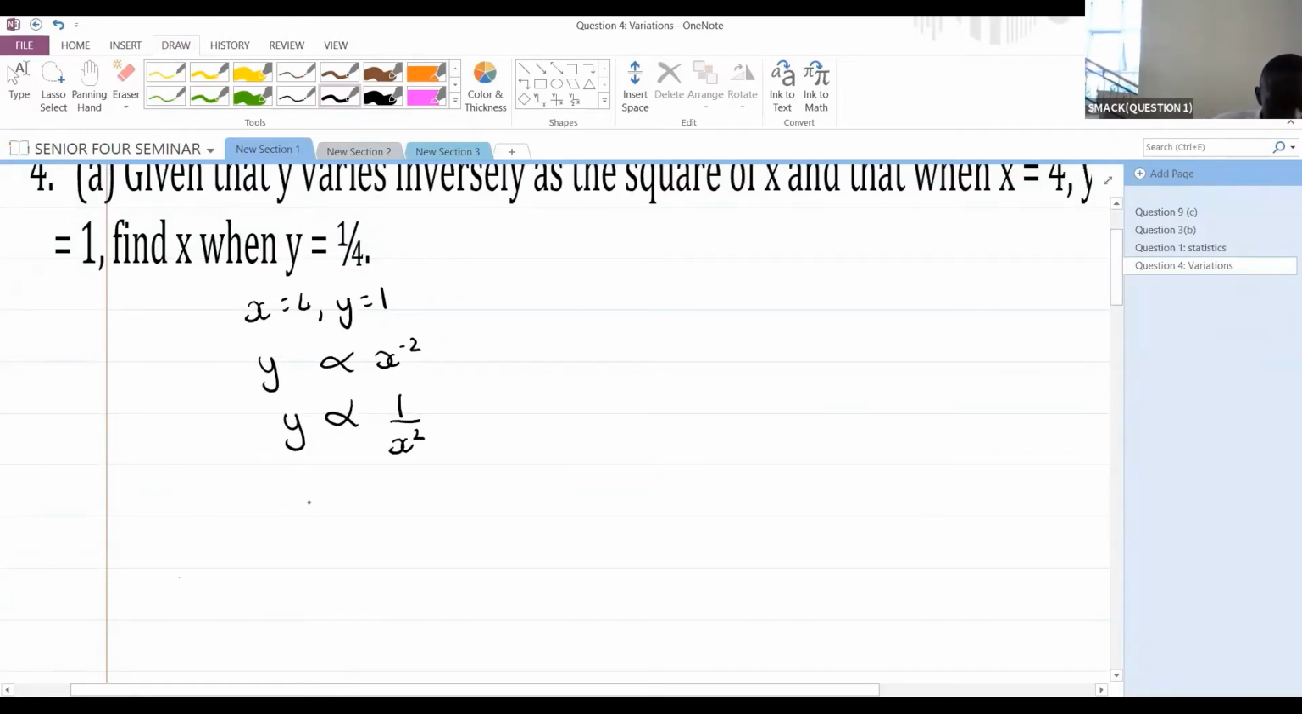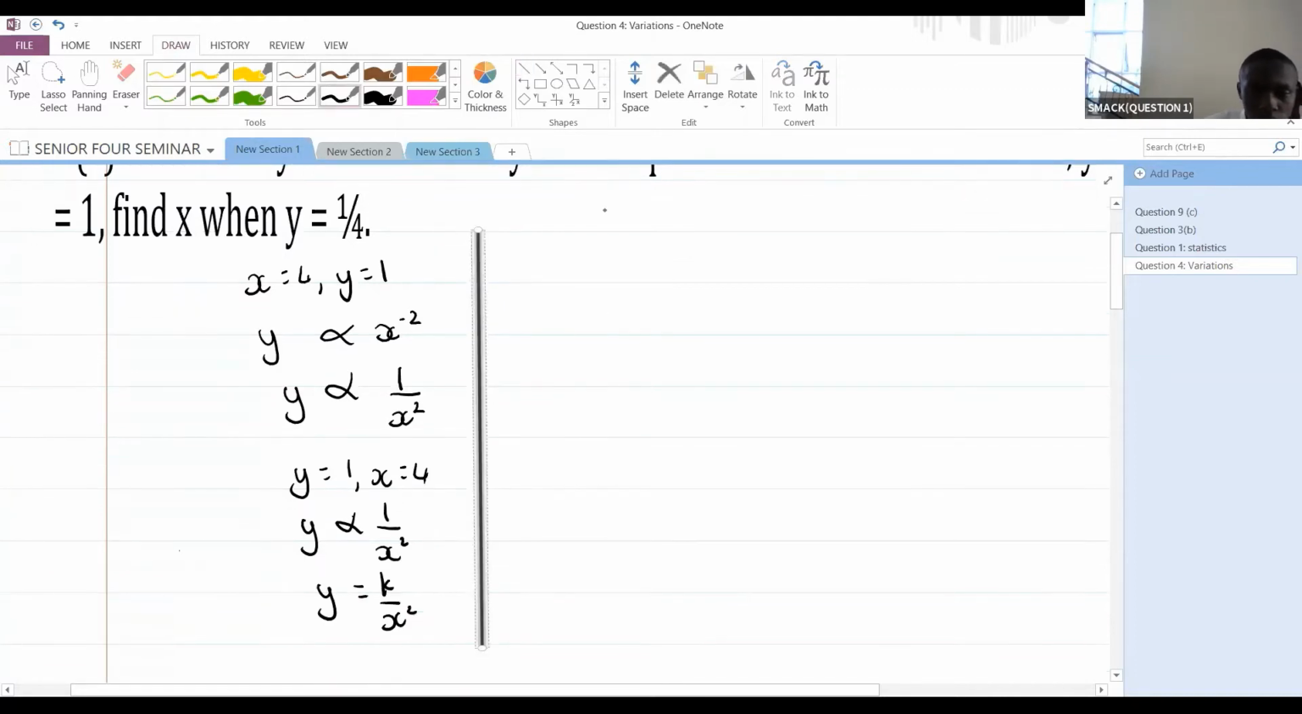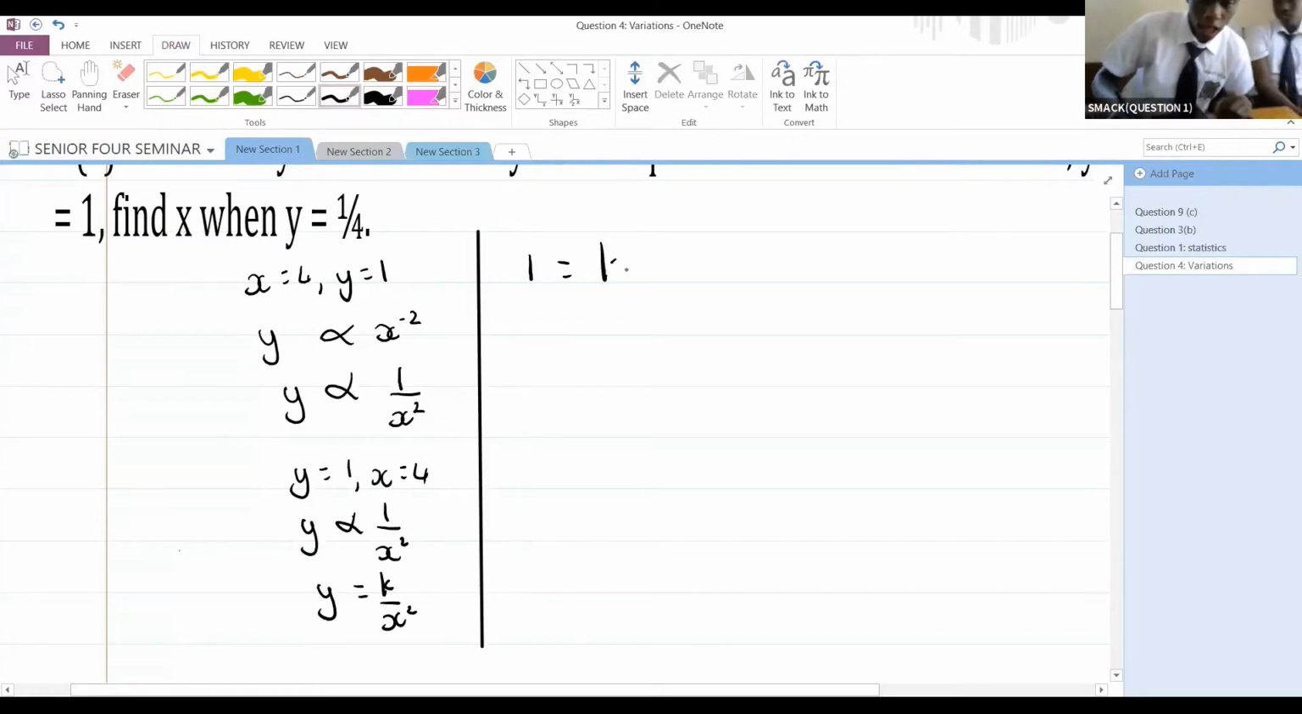When x is 4 and y is 1, y equals 1, x is 4. So where y varies inversely as 1 out of x squared, this can be expressed as y equals k out of x squared. You replace in order to find the value of k, which you can use in case you're given any other number you're supposed to work out. So for y you put 1 equals k out of x squared, which here is 4 squared.